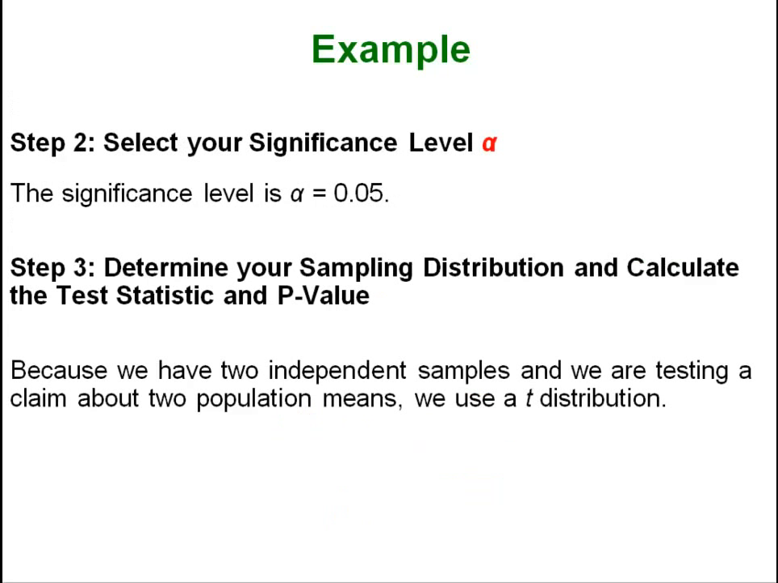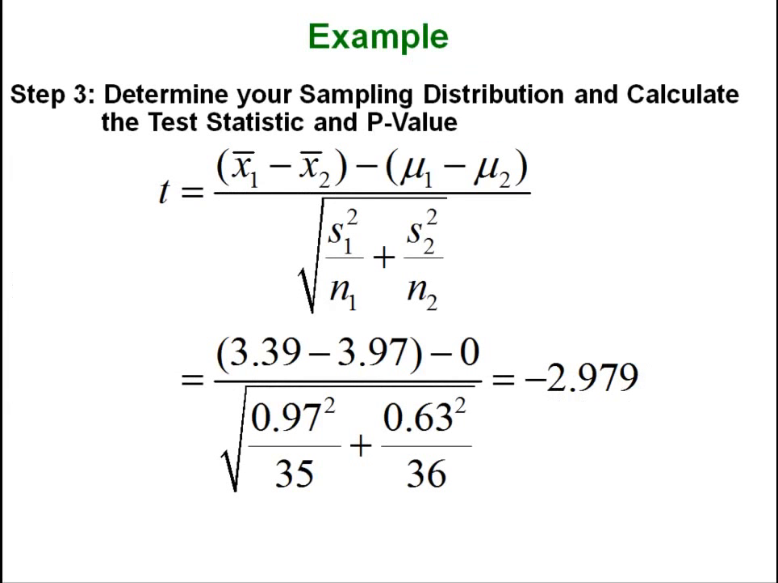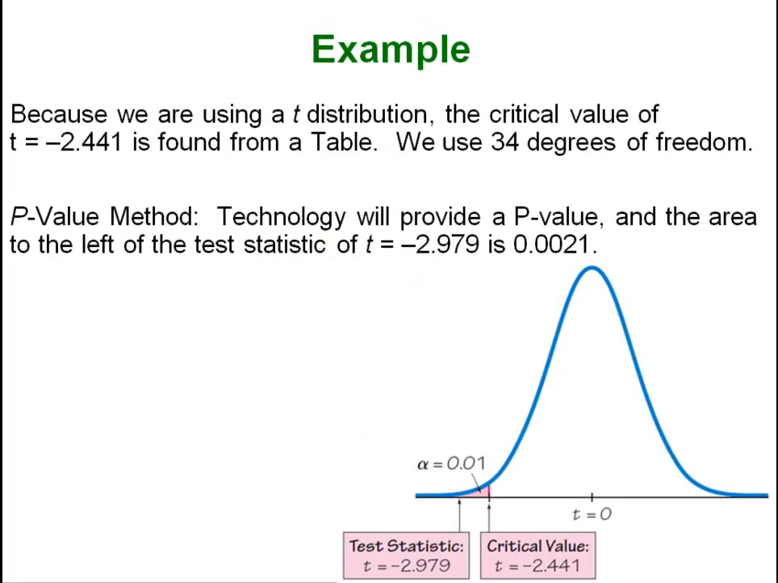Okay, step 2, select your significance level. In this case we were told it was 0.05, and then step 3, determine your sampling distribution, calculate that test statistic, and the corresponding p-value. Well, because we have two independent samples and we're testing a claim about two population means, and we don't know the standard deviations of the populations that we're dealing with, we have to use the t-distribution. And then we use the corresponding test statistic that we saw earlier, plug everything in, and get a test statistic of negative 2.979.